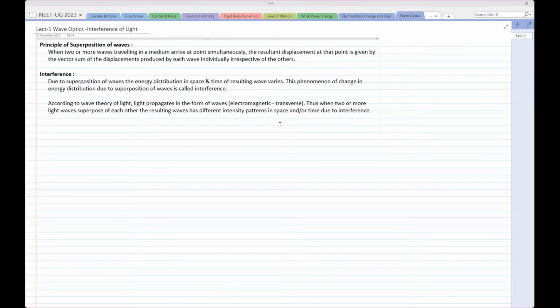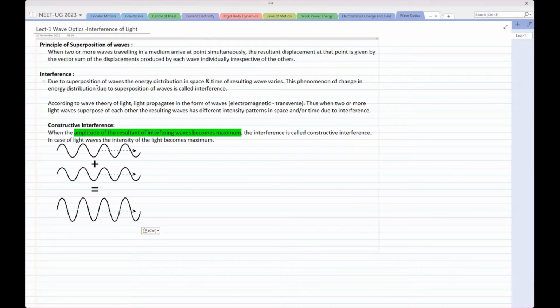Okay, now let's move to the next thing. Then we actually define two types of interference patterns. One is called constructive interference. Now what is constructive interference? And we know it, we have defined it earlier. So when the amplitude of the resultant of interfering waves becomes maximum, the interference is called constructive interference. Okay. Now, in case of light waves, the intensity of light becomes maximum.